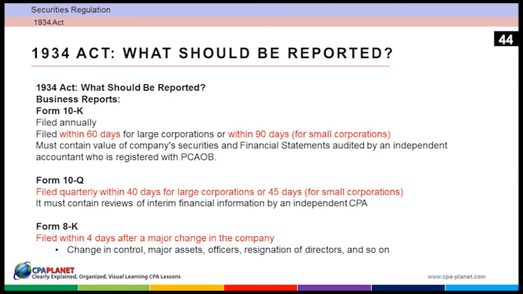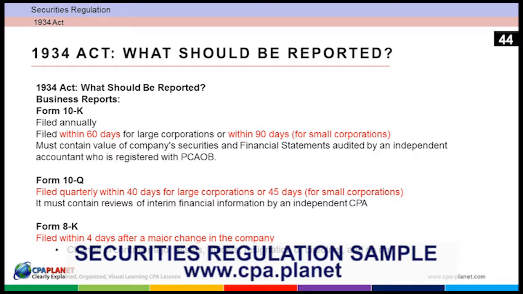Now that we know who should report and what the 1934 Act is, what exactly needs to be reported? By the way, the CPA exam does like to test on the names of the forms and what specifically they require, so make a note of this page. The Form 10-K is filed annually. It must be filed within 60 days for large corporations or 90 days for small corporations, and it must contain the value of the company's securities and financial statements audited by an independent public accountant registered with the PCAOB. You'll learn more about that in auditing.